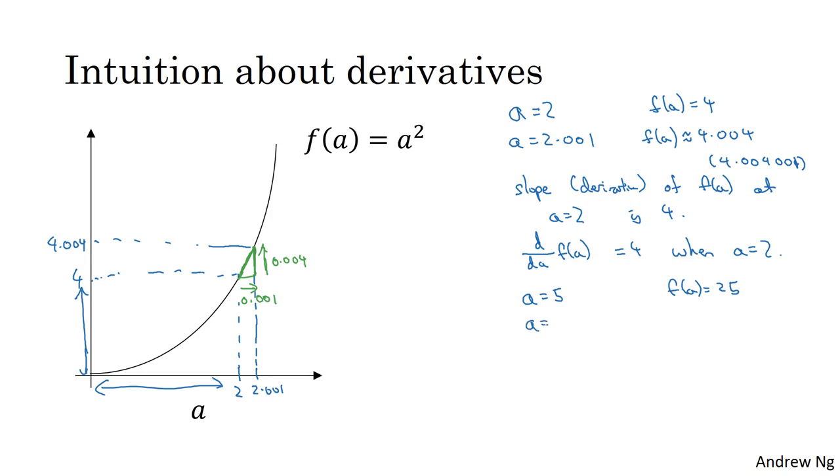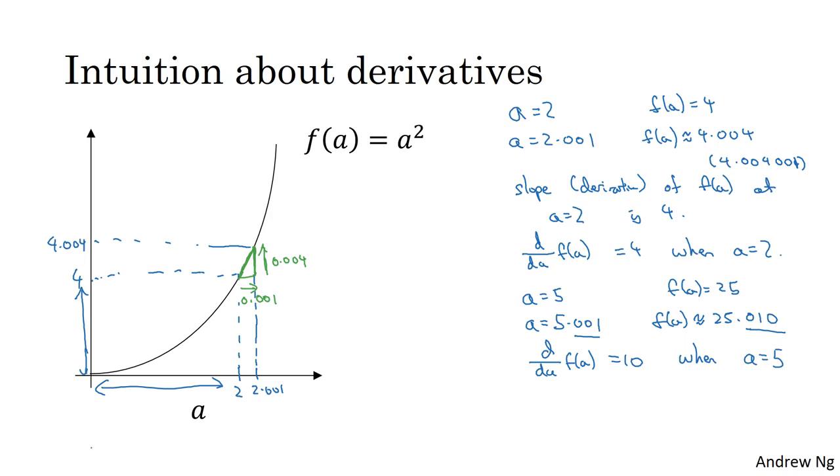If I nudge a to the right again, just a tiny little nudge to a, so now a is 5.001, then f of a will be approximately 25.010. So what we see is that by nudging a up by 0.001, f of a goes up 10 times as much. So we have that d/da f of a is equal to 10 when a is equal to 5, because f of a goes up 10 times as much as a does when I make a tiny little nudge to a.